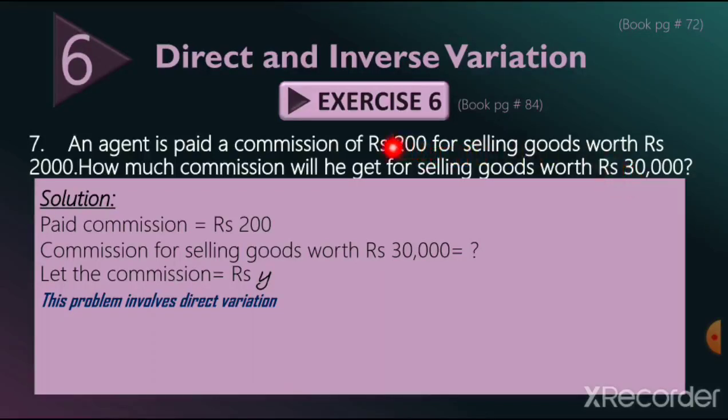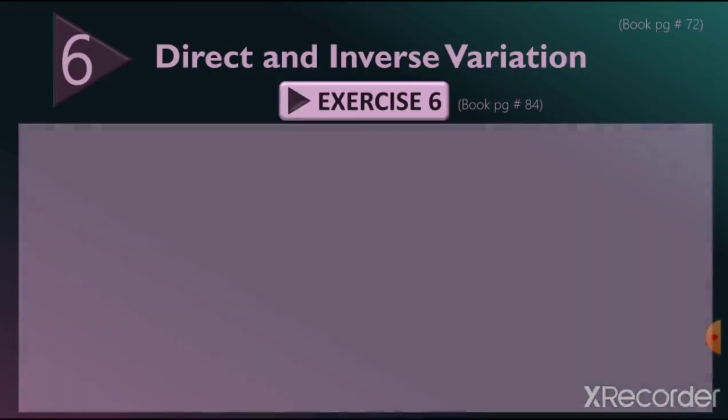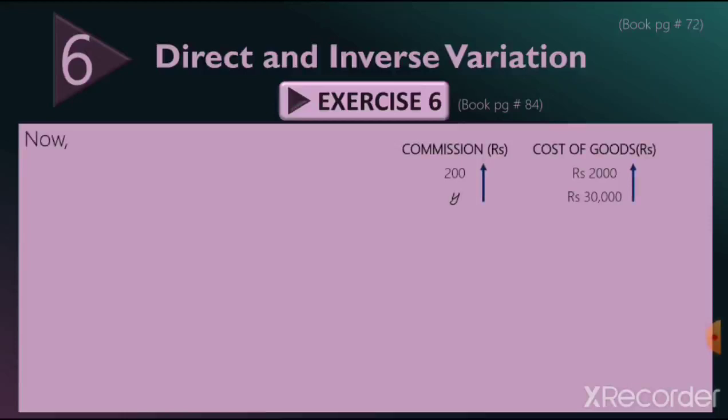If the worth or cost of the goods sold is increasing from 2000 to 30,000, the commission will also increase. So both the quantities are increasing, that's why it involves direct variation. Here we have drawn the table and marked the arrows. Now we are going to convert this data into fractions.